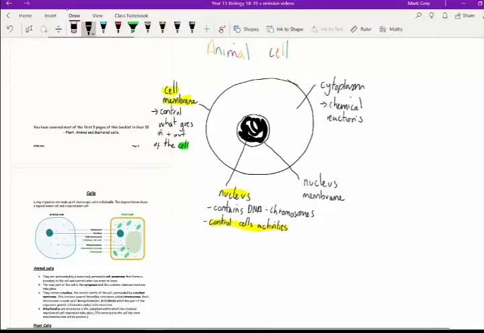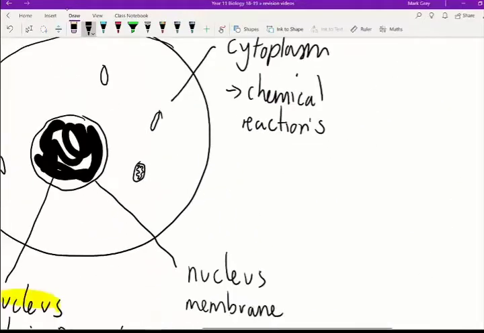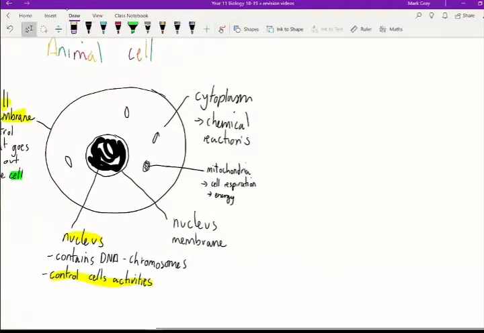Now, as well as that, we also have other little bits, which are these little bean-shaped things just floating about in there. If we were to zoom into one, which you could do using a microscope, you'd see that the inside of it is all wrinkly. This little thing is called a mitochondria, and this is where cell respiration takes place. In cell respiration, energy is produced from that reaction.